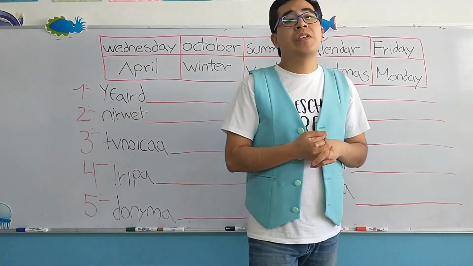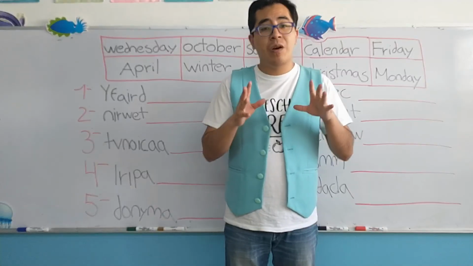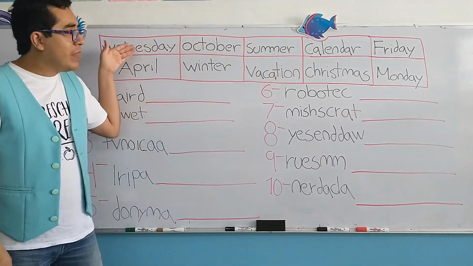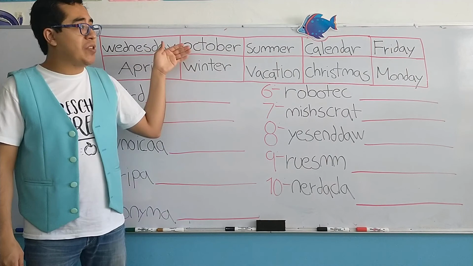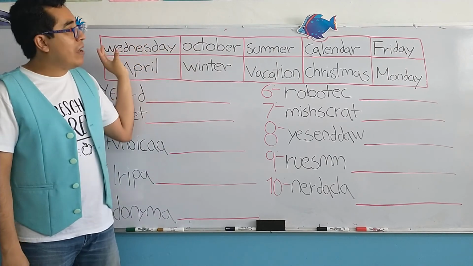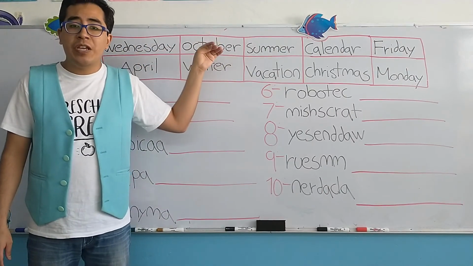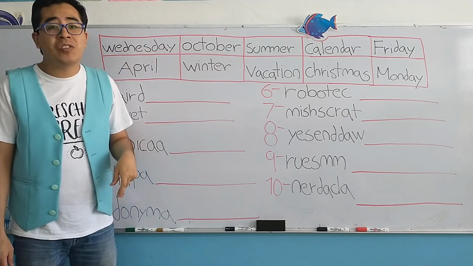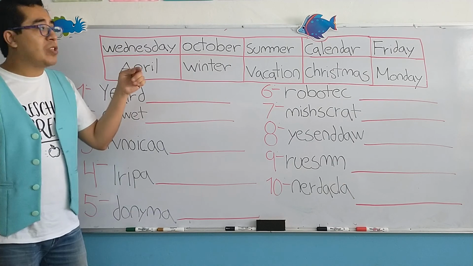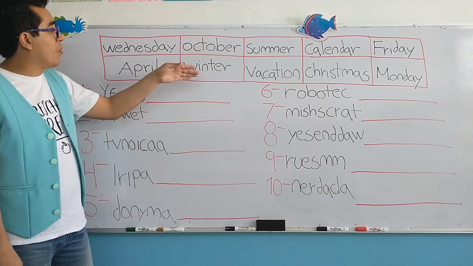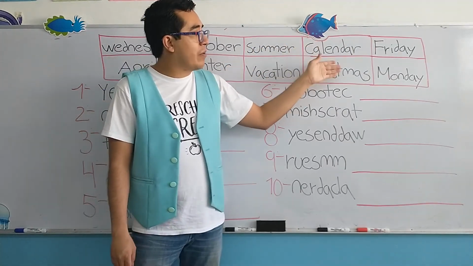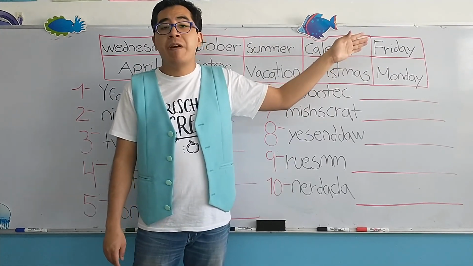Now, the instructions of this activity are the next. As you can see here, on the top of the exercise, we have a rectangle containing information like days of the week, months of the year, and seasons of the year. We have words like Wednesday, October, winter, April, summer, vacation, calendar, Christmas, Monday, and Friday.